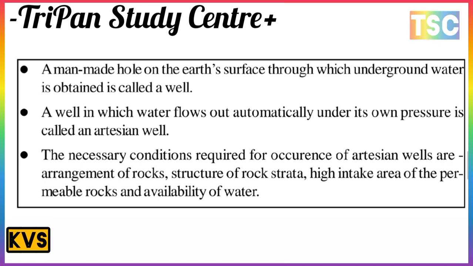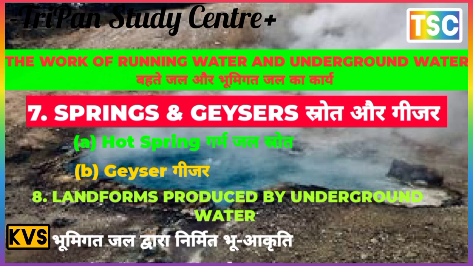A well from which water flows out automatically under its own pressure is called an artesian well. The next: the necessary conditions required for the occurrence of artesian wells are the arrangement of the rock, the structure of the rock strata, a high intake area of the permeable rock, and availability of water. Springs and geysers, there is the most important topic here.